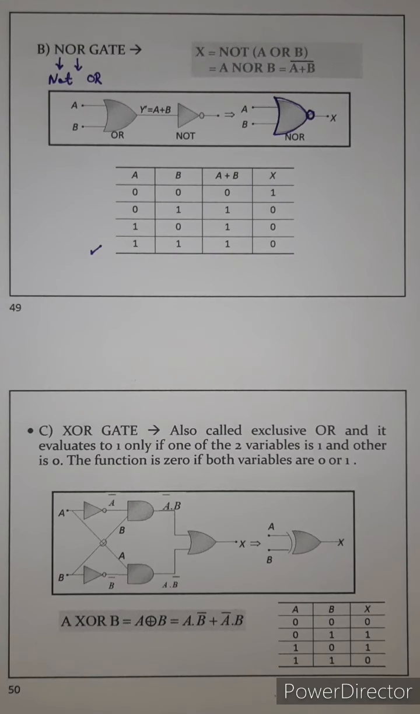The third combination of logic gates is called the XOR gate, or exclusive OR. The final output is equal to 1 if and only if one of the two variables is 1 and the other is 0, which simply means that the OR condition should be exclusive. The function will evaluate to 0 if both the variables are either 0 or simultaneously 1. So you can see from the truth table that when both A and B are simultaneously 0, or when both A and B are simultaneously 1, the value of the final output is equal to 0.